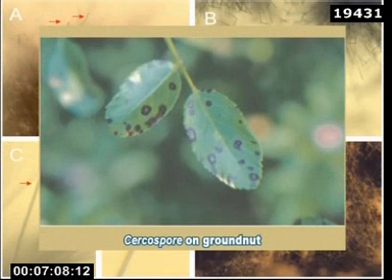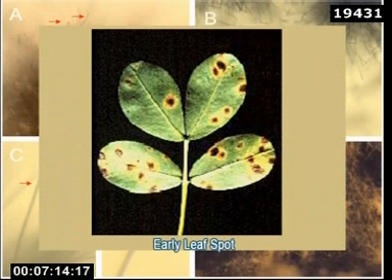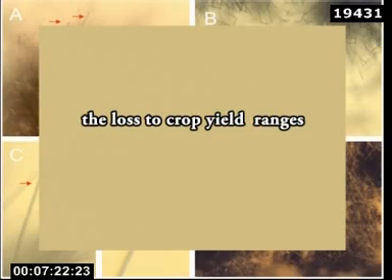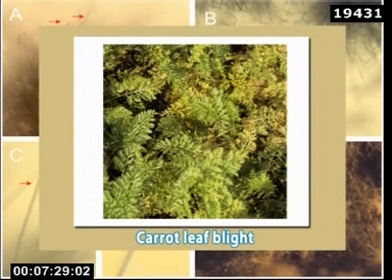Tikka disease of groundnut is widespread in India and is caused by Cercospora personata and Cercospora arachidicola. When this disease is in serious form, the loss to crop yield ranges from 22% to 70%. Carrot leaf blight is caused by Cercospora carotae.